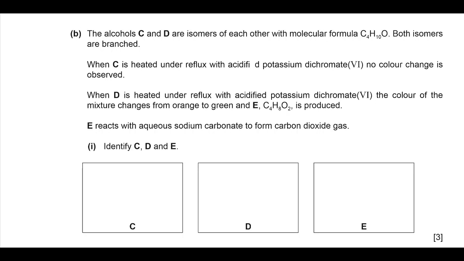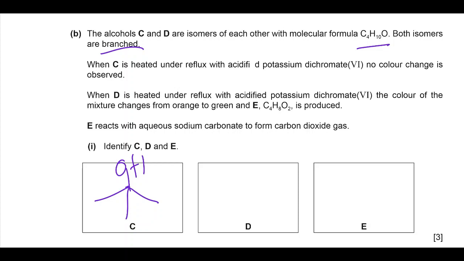The alcohols C and D are isomers of each other with this molecular formula. Both isomers are branched, that means they are not straight chain. When C is heated under reflux with acidified potassium dichromate, no color change. So this C is tertiary alcohol.